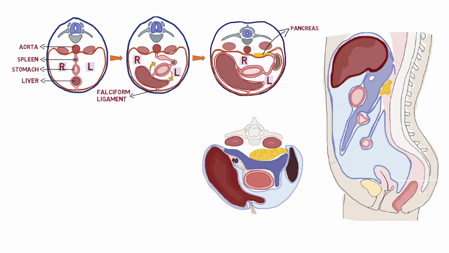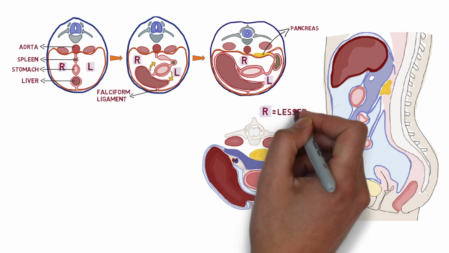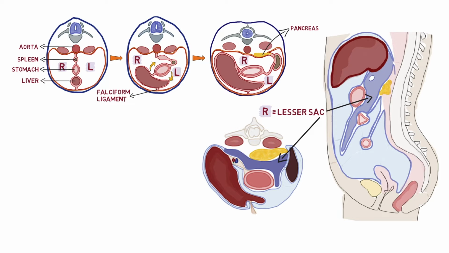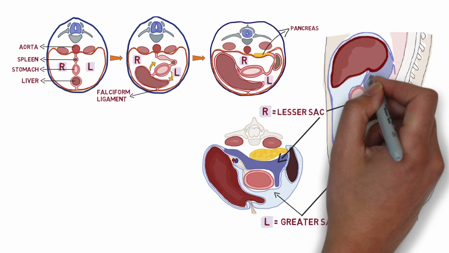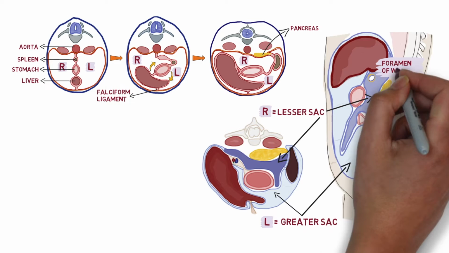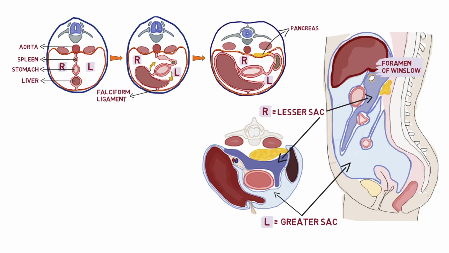In the fully formed fetus, the right sac becomes the lesser sac, which is smaller and seen here in dark blue, and the left sac becomes the greater sac, which is larger and seen here in light blue. The two sacs are connected via a small opening called the foramen of Winslow or the epiploic foramen. It is found on the free border of the hepatoduodenal ligament, which encases the porta hepatis.